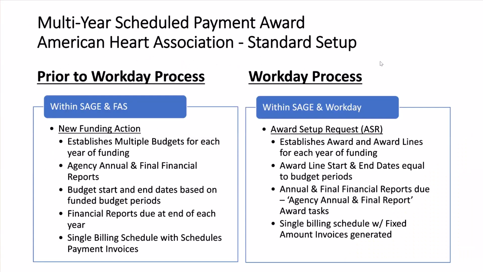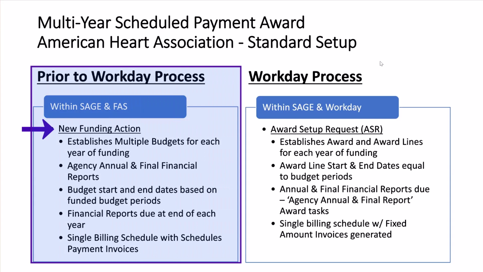Okay, so before, the old way, we would get a new funding action, and because the award setup team was aware of the American Heart Association's requirements for reporting purposes, what we used to do is establish a quote unquote dummy parent. It was just kind of a header parent because we didn't have an award structure. And then underneath them, there would be sub-budgets for each of the annual reporting periods.